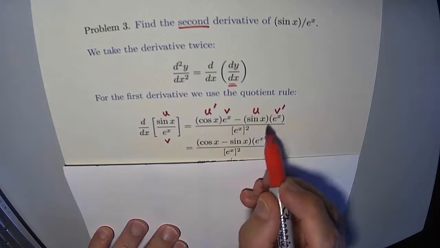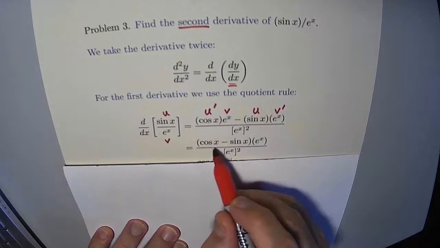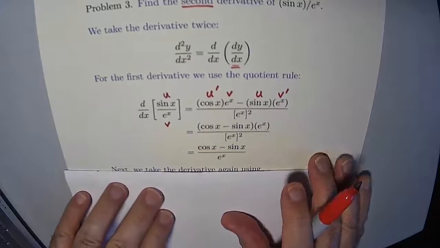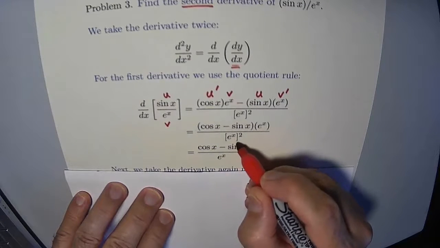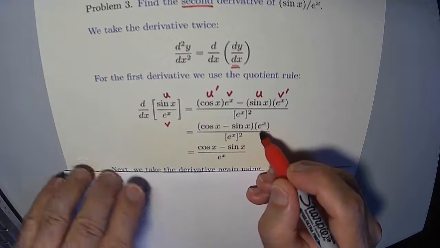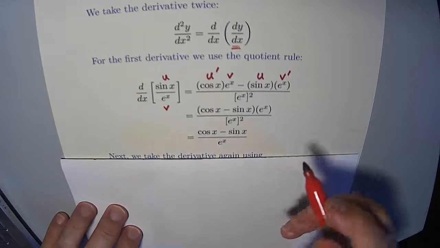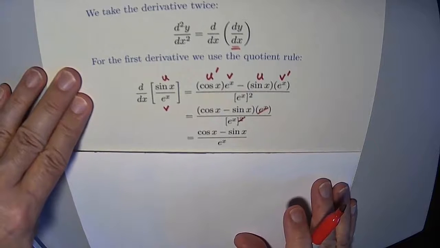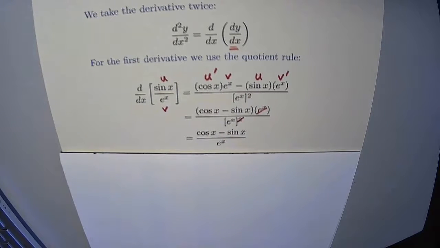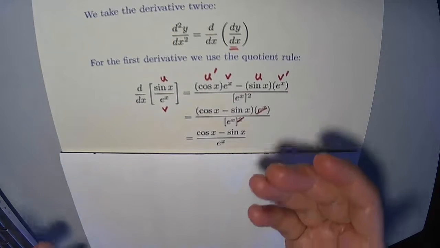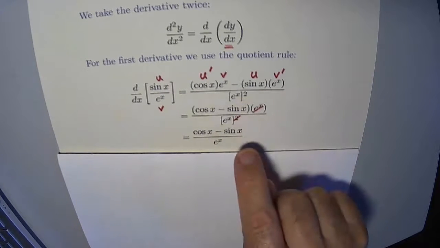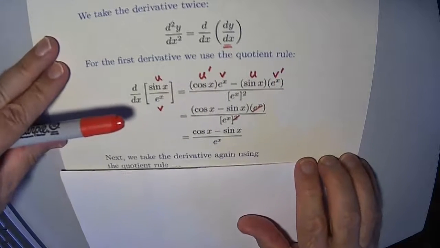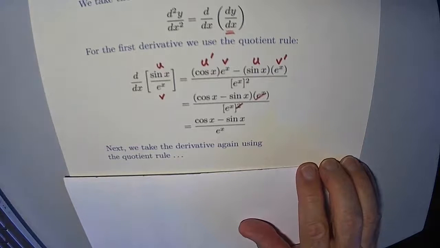Notice that I can factor out a common e to the x and get a compact form in the numerator, and I get a cancellation. I have e to the x squared down here and e to the x on top, so I'll get just e to the x. So that's the first derivative, and this also shows why it's a good idea to simplify the answer, because I'm going to have to take the derivative again, and it's much easier to take the derivative of this than of that. So let's move on to that next.